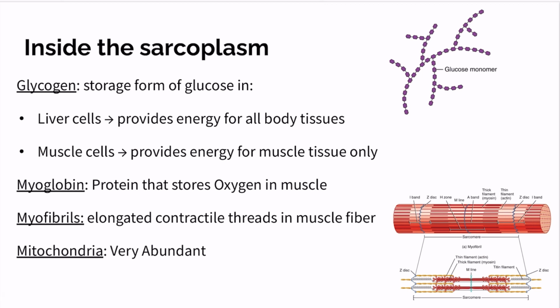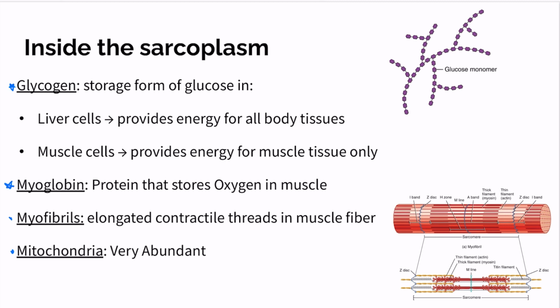Inside the sarcoplasm, you have different components that you wouldn't find in a typical cell. For example, of course, we'd find mitochondria. It's very abundant because we're going to use a lot of ATP in our muscle fibers. We find those myofibrils that are going to contract. We'll talk about more of those in just a second. And then we find these two different molecules.